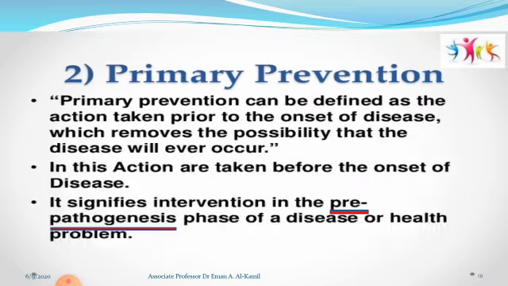It is important to modify the diet at home, for example, in order to prevent the occurrence of the risk factors. The second type of prevention is primary prevention. Primary prevention can be defined as action taken prior to the onset of the disease, which removes the possibility that the disease will ever occur. These actions are taken before the onset of the disease, among individuals who have a risk factor, but the disease is not established yet.